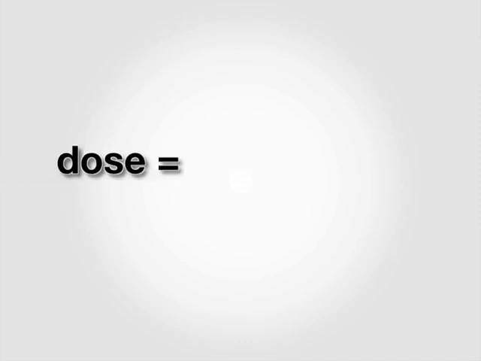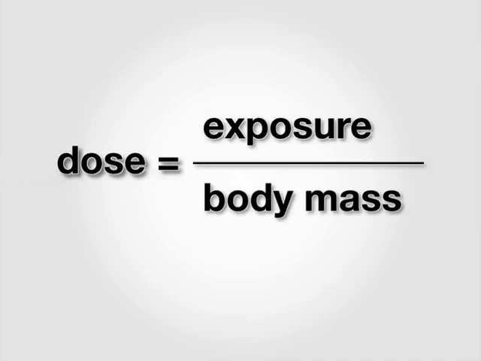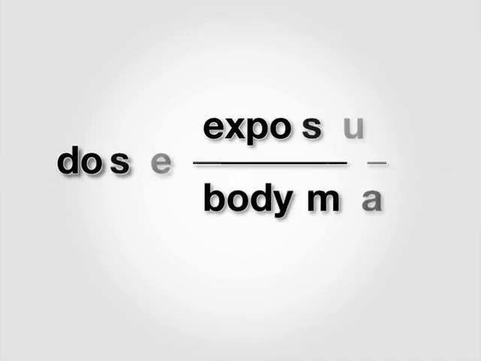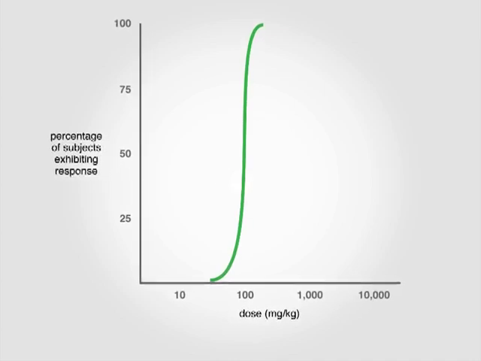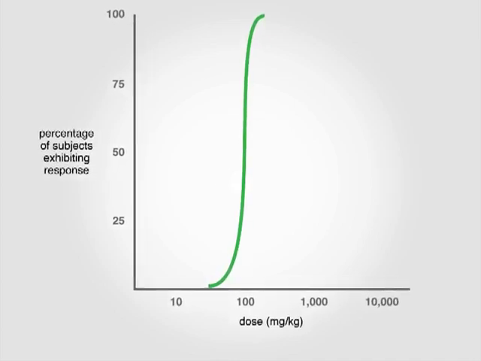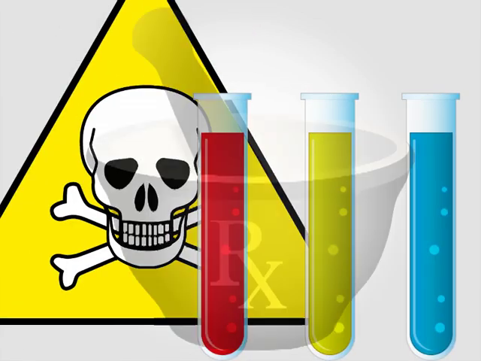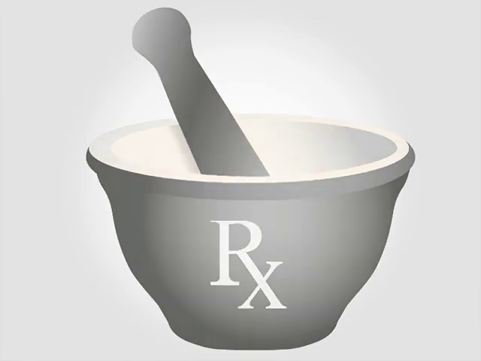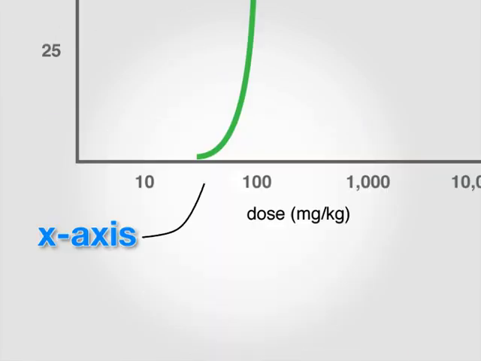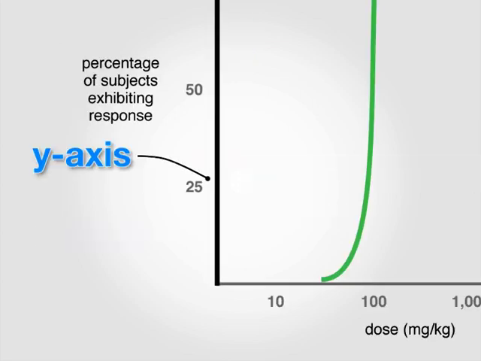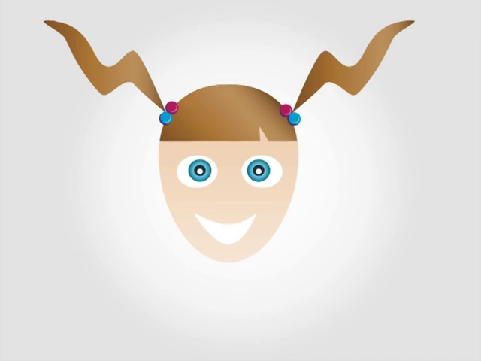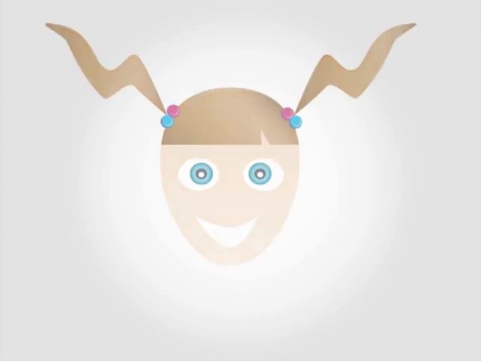You have learned that dose is a measure of exposure that accounts for body size, and you saw examples of typical dose-response curves. You also heard about how important dose-response curves are to regulatory decisions in both toxicology and pharmacology. Remember, in a dose-response curve, the x-axis represents dose, and the y-axis represents the percentage of test subjects that have a particular biological response at that dose.